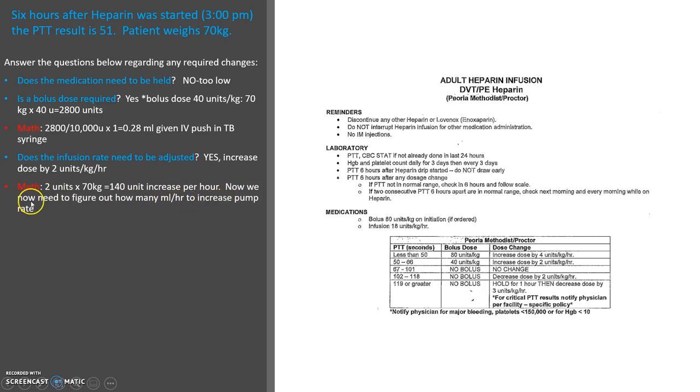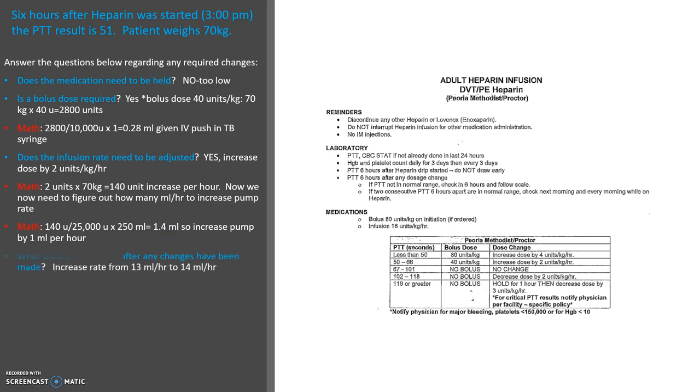Now we have to figure out how many milliliters per hour to increase the pump. And again, don't make this harder. It's just another desire over have. Our desire, we need 140 units. The concentration of that bag is 25,000 units in 250. So we are going to increase our pump rate by 1 milliliter per hour. It was at 13 at 3 p.m.